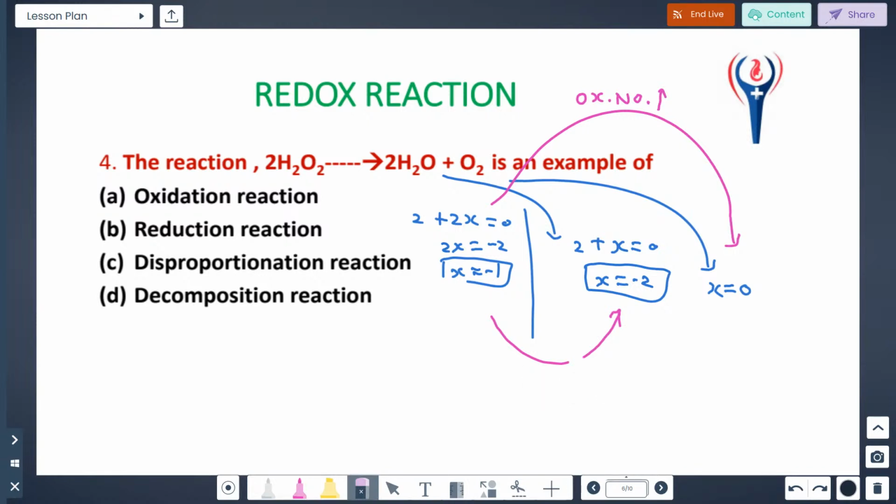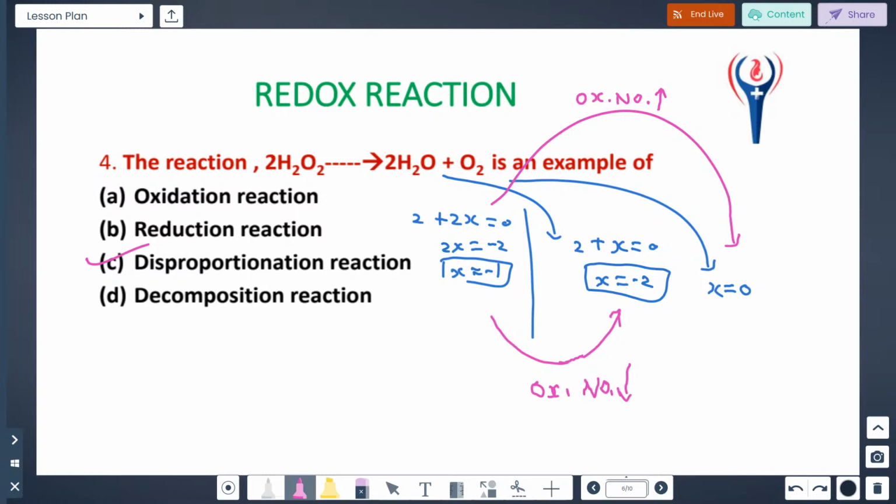Are you following? In this case, the oxidation number increases. In this case, the oxidation number decreases. So the same species, the same oxygen, can be oxidized as well as reduced. Then only this is called disproportionation reaction. Understood? Right. The same species which can be oxidized as well as reduced is called disproportionation reaction.